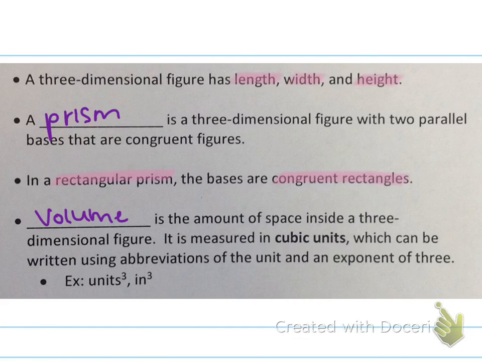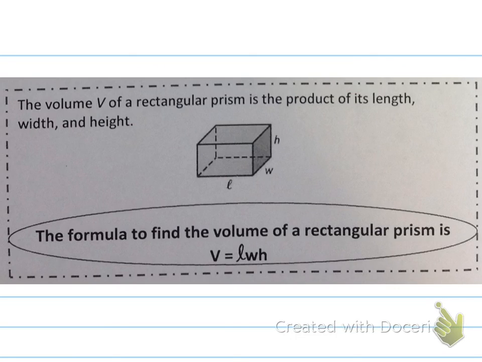Volume is the amount of space inside a three-dimensional figure. It is measured in cubic units, which can be written using abbreviations of the unit and an exponent of 3. For example, units cubed, inches cubed, and so on. The volume, V, of a rectangular prism is the product of its length, width, and height. So that means the formula to find the volume of a rectangular prism is volume equals length times width times height.